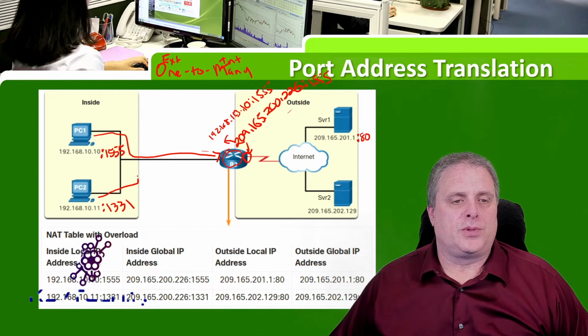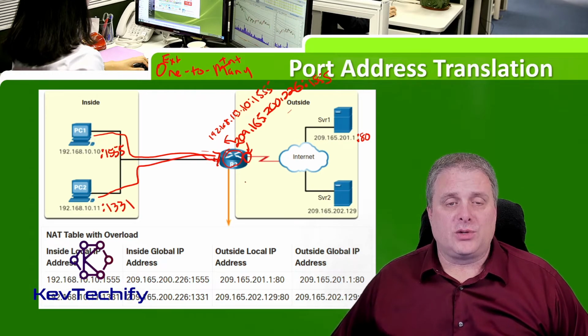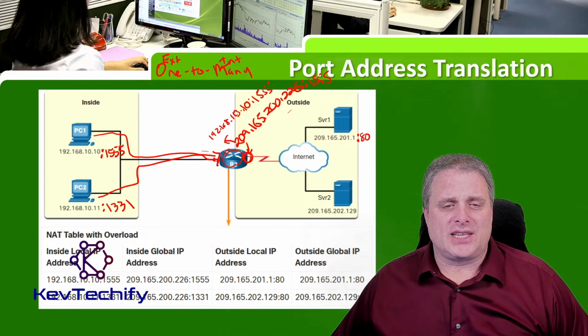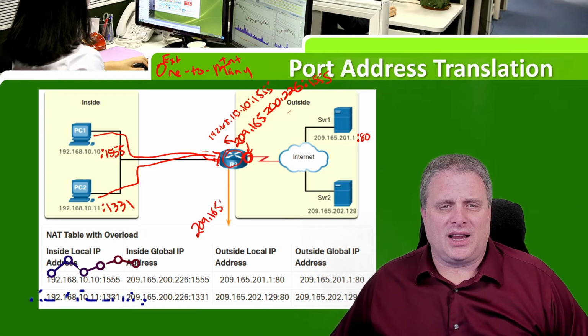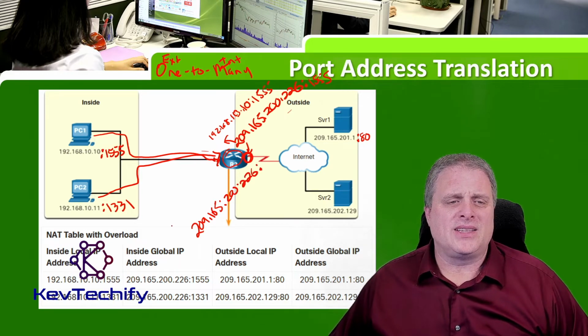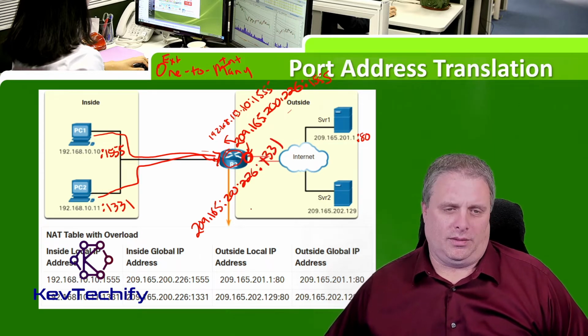That goes up to our edge router here. That edge router translates that into an IP address. It uses that IP address that was set up here, 209.165.200.226, but then it appends that port number on there, 1331.